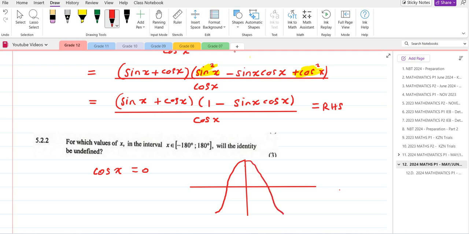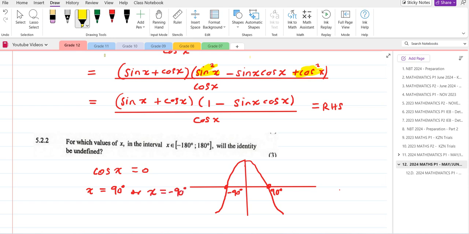So I'm only drawing till here, right? Cos x is 0 here at negative 90 and at 90 degrees. So the answer for x is equal to 90 degrees or x is equal to negative 90 degrees.